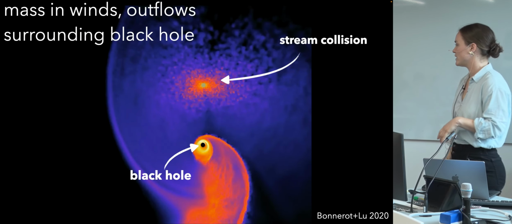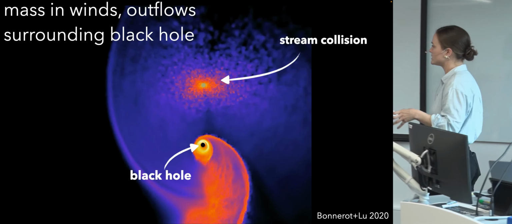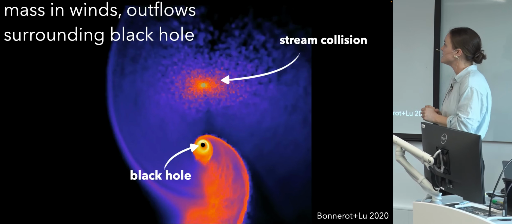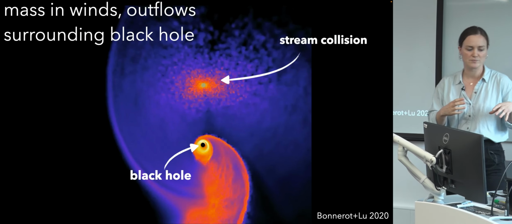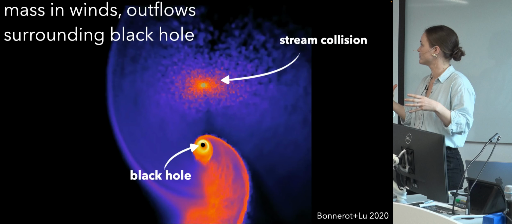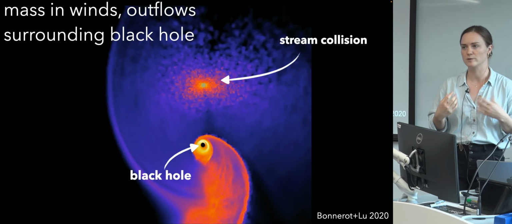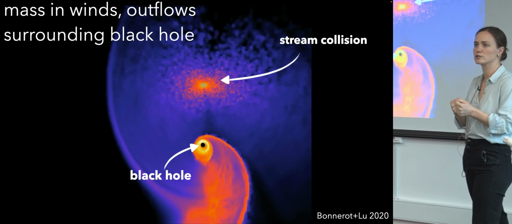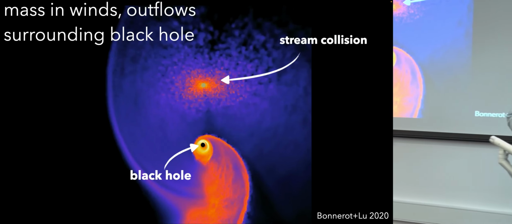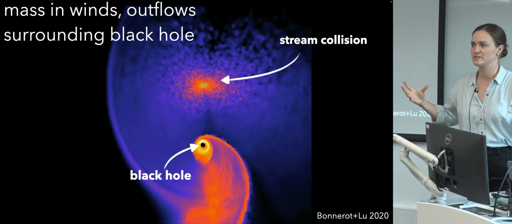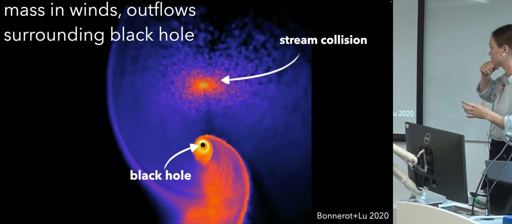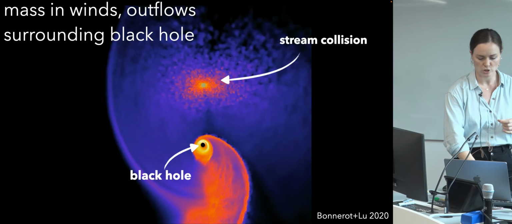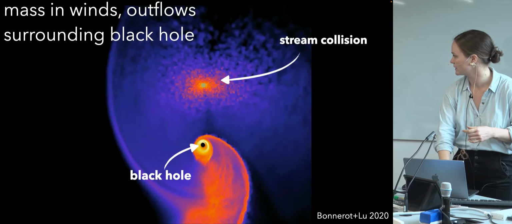And so what we have theoretically thought of to explain this, and what has seemed to be confirmed by some observations, is that in many cases, you're going to have a significant amount of mass and winds and outflows surrounding the black hole because these are very super-Eddington events, because these strong stream collisions that circularize the material also throw a ton of material out surrounding the black hole. And so this is a more recent simulation showing the results of the stream collision.